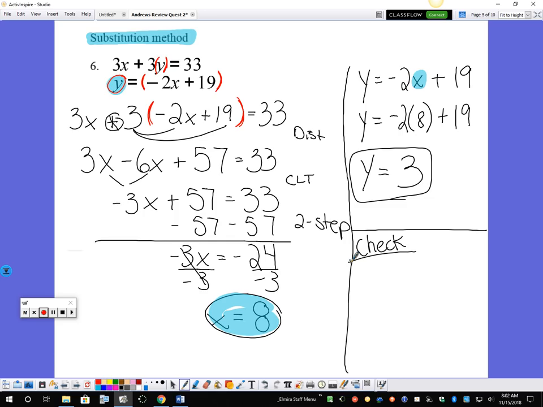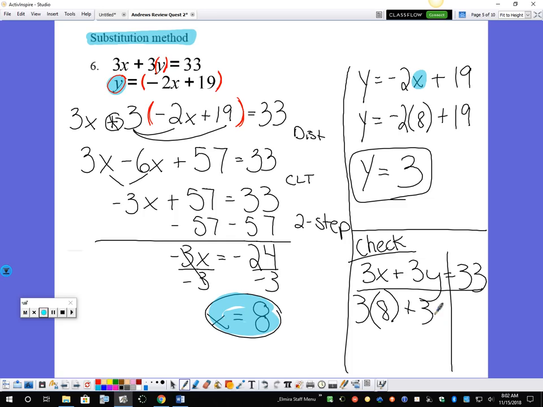To check, I have to use the other equation. 3x plus 3y equals 33. T-chart, sub in. So 3 times 8 plus 3 times 3. 3 times 8 is 24, and 24 plus 3 times 3 is 9 is 33. And you're always welcome to type that into your calculator. And it matched, so I know I'm right.